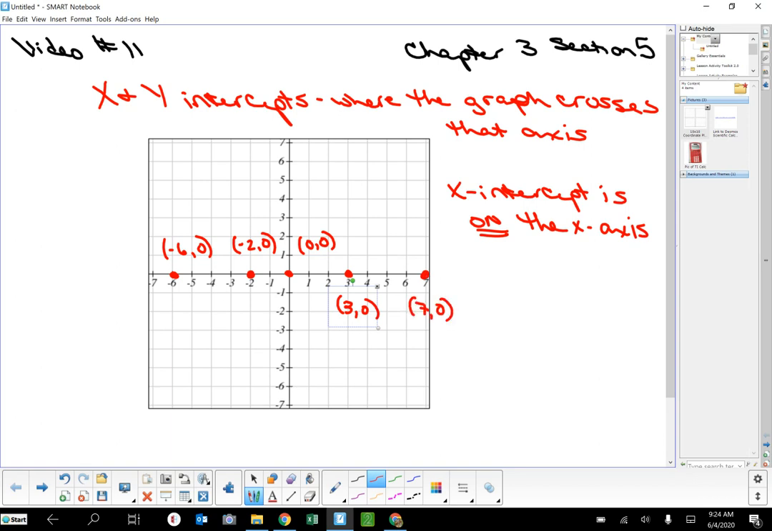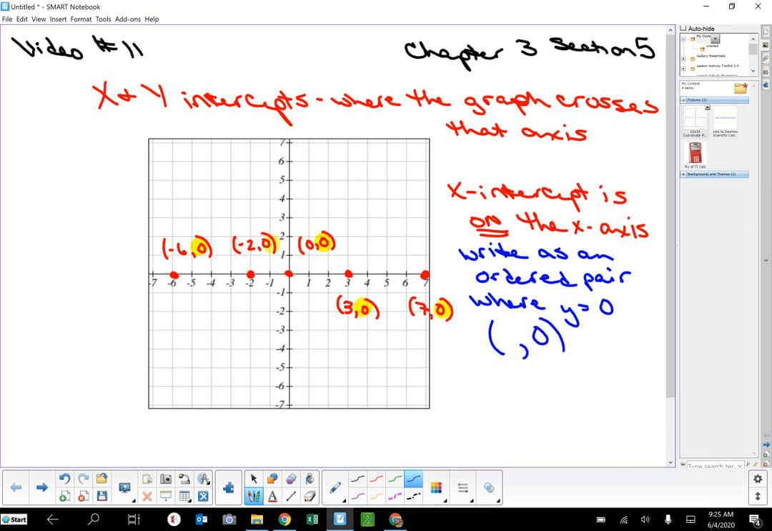Well, if you take a look at all of those ordered pairs that I wrote, what do you notice that they all have in common? Well, you should notice that the y part of every single one of those is 0 because you don't go up or down any on the y-axis. So when you write an x-intercept, make sure you write this as an ordered pair where y is 0. So you're always going to have some value, comma, 0.